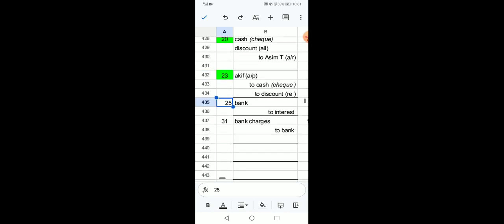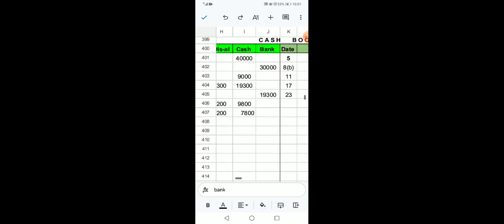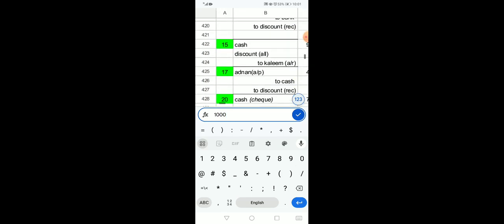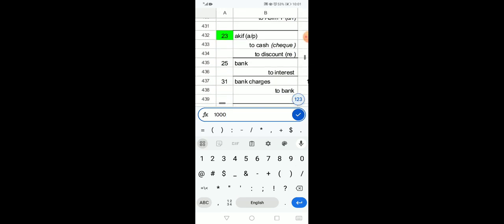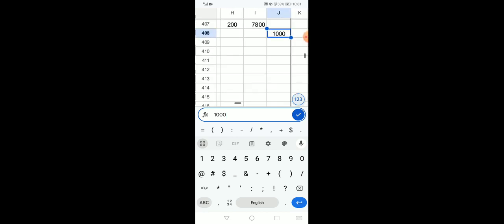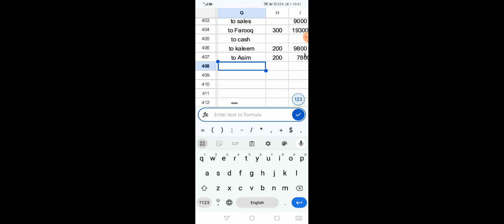Now we are on the 25th entry, where there are two elements, but the only element we are associated with is bank. Bank is being debited with 1000. Go to the debit side of the bank and write down 1000. The amount has been written. Now see the reference. As you can see, bank is debited. What is written on the opposite side? It is interest. Just write down interest as the reference.